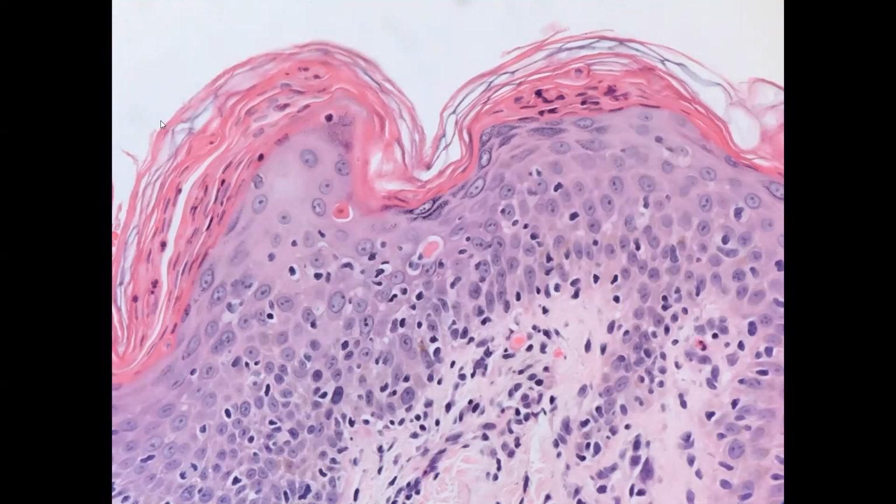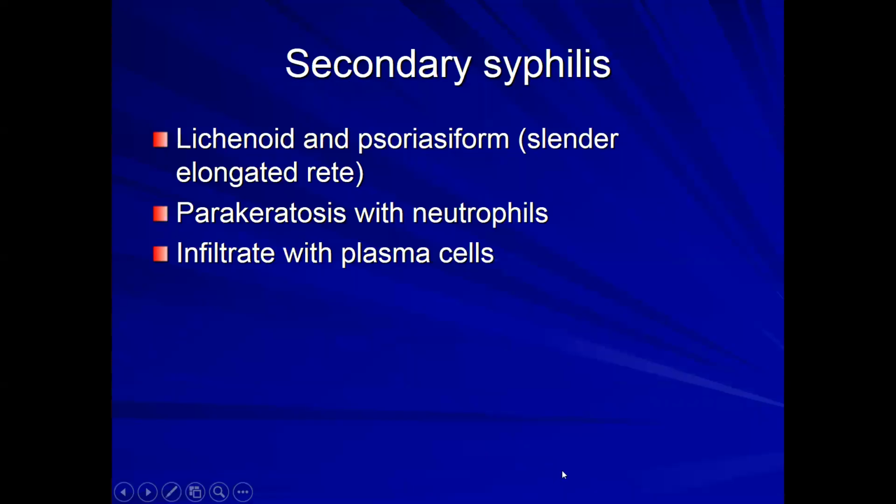Dirty scale, necrotic cells. Okay, so we already talked about secondary syphilis, but here's going to be another couple cases. Parakeratosis of neutrophils. We like to see neutrophils with infections. Infiltrate with plasma cells. There's nothing magical about plasma cells. They just tell you something's been going on for a long time.